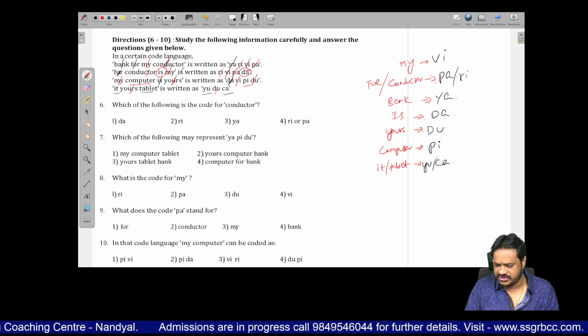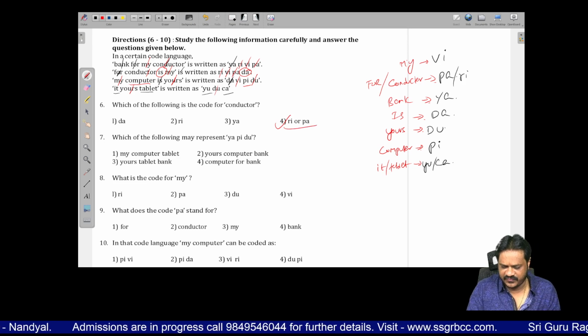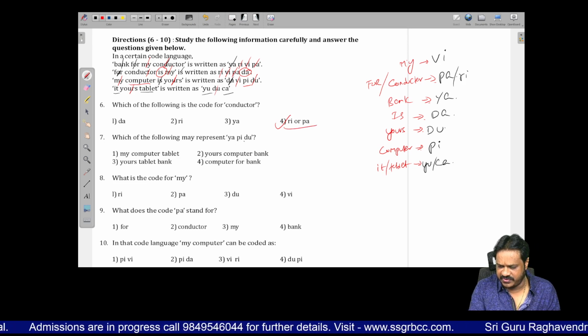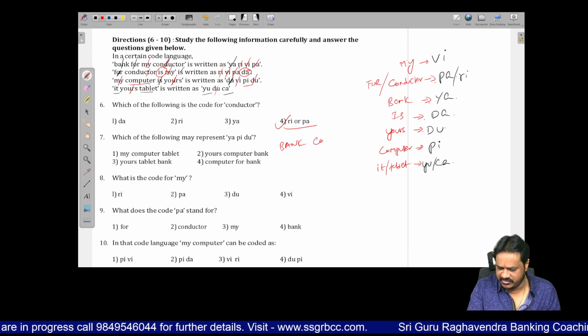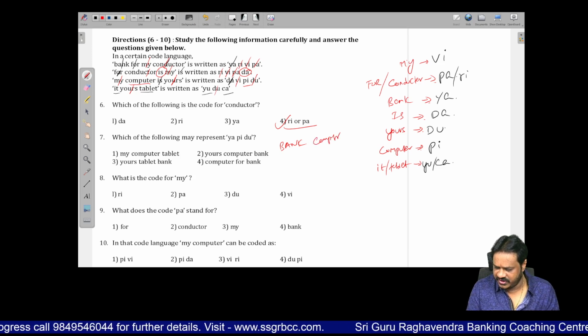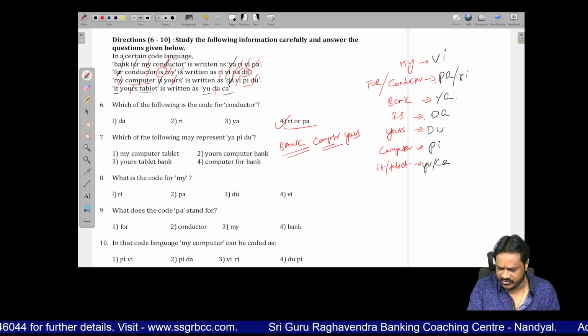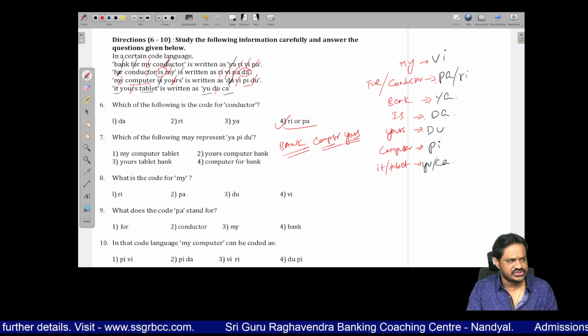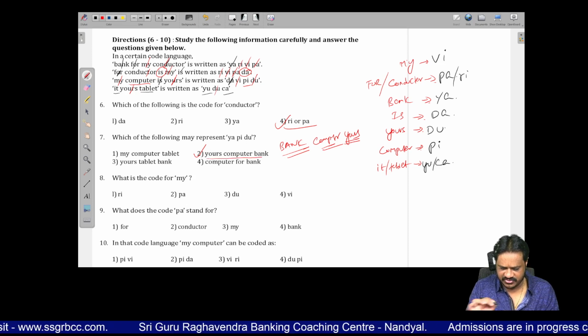Now come to the questions. What is the code for conductor? Either RI or PA. What is the code for YA, PI, DU? YA means bank. PI means computer. DU means yours. The answer is bank, computer, yours. These three words can be present in any order. So the second option, yours, computer, bank.